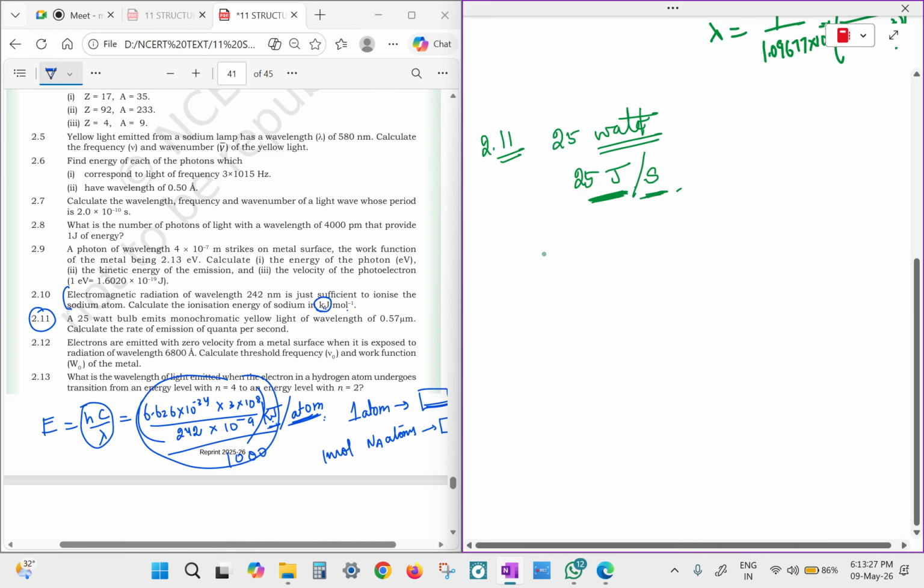So that's its power. So what will we do with this? A 25-watt bulb emits monochrome. Have you ever heard in the cars and all when they say they will speak monochrome? What do you mean by monochrome? Ma'am, black and white. No, it is single color.